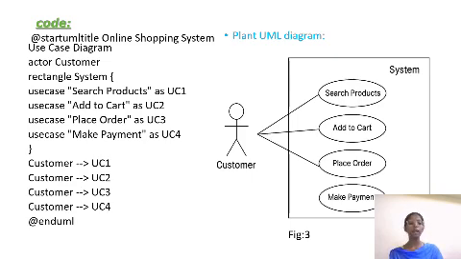Here is the PlantUML diagram. The actor customer represents the users who interact with the system. The rectangle system defines the system boundary. Everything inside belongs to the system. The use case defines an individual use case. The customer, it shows the association. Association means interaction between the actor and the use case.